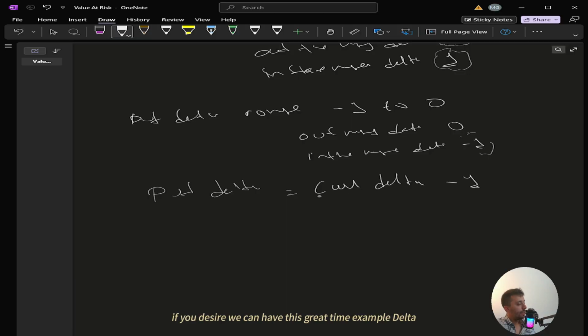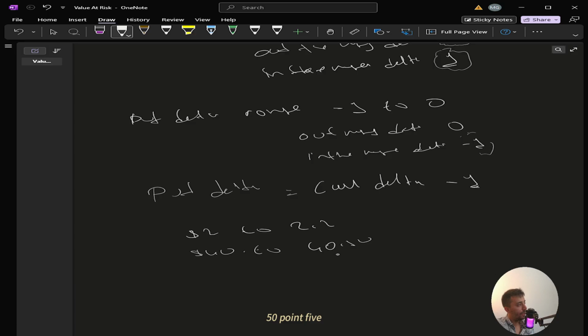If you desire, we can have a discrete time example of delta. For instance, a call option goes from $2 to... the underlying goes from 50 to 50.5. What is the option delta here, guys? I already gave you the formula.